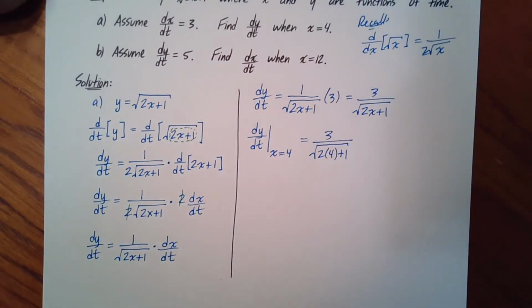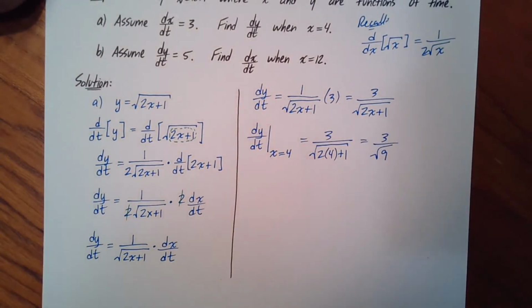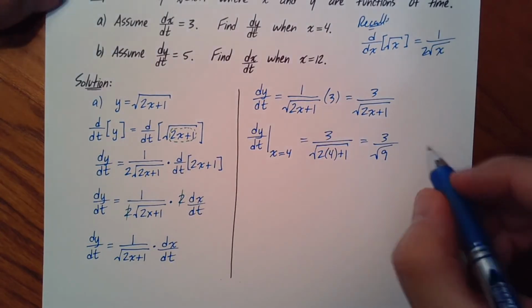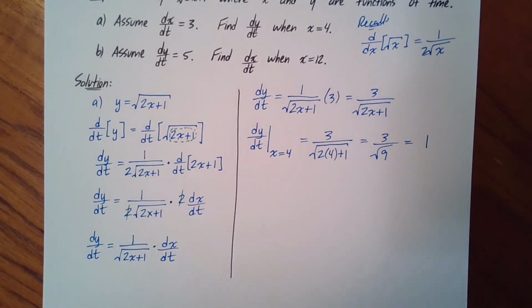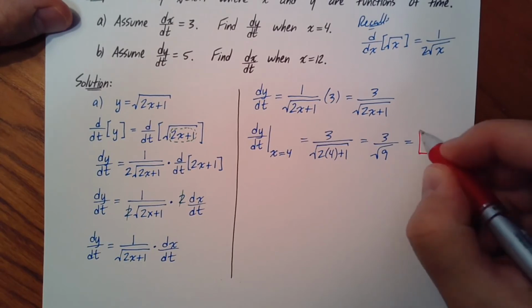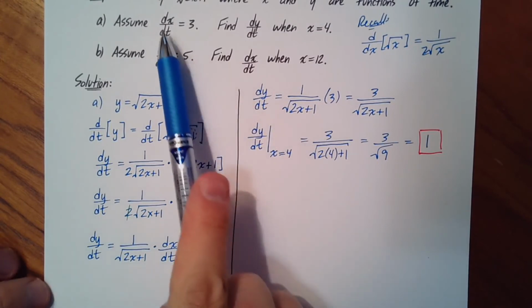Right, and that just works out to 3 over the square root of 9, because 2 times 4 plus 1 is 9. And then, of course, the square root of 9 is going to be 3. So we really just have 3 over 3, which is 1. So in this case, that is our answer for part A. The derivative of y with respect to t when x is equal to 4 turns out to be equal to 1. Okay, and that was under the assumption that dx dt is equal to 3.